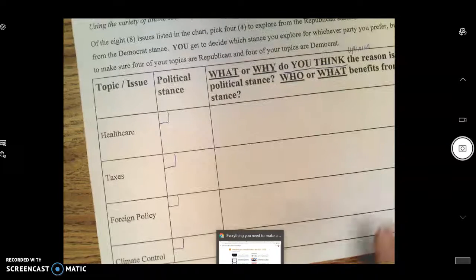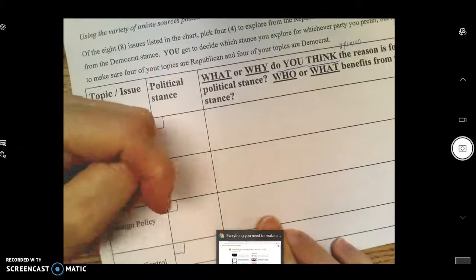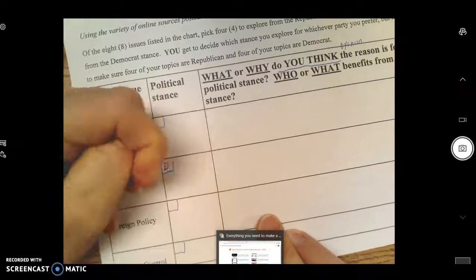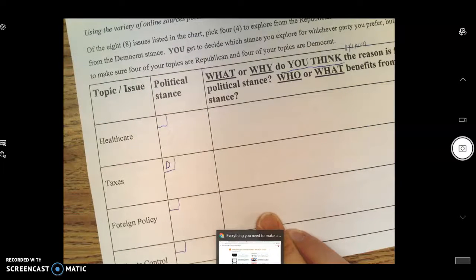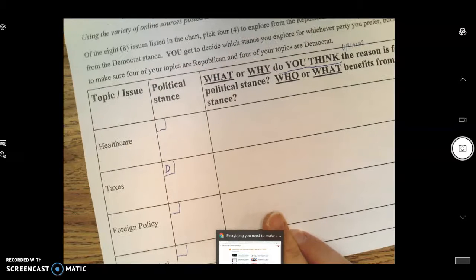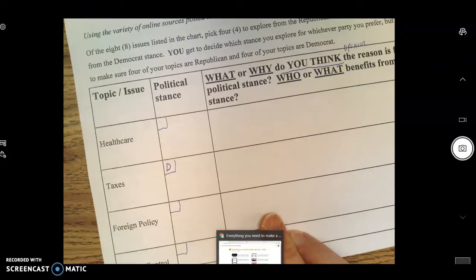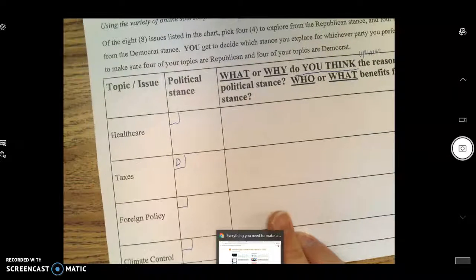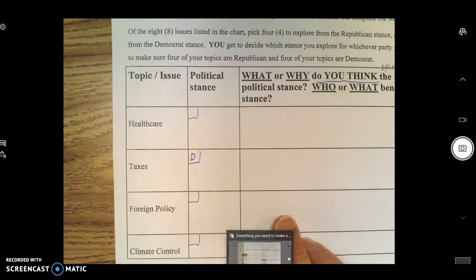So y'all do me a favor where it says taxes. In that corner, you're going to put the letter D. Okay? The letter D. Wait, the Democrat, is that Biden? That is Biden. Yes, sir. We'll talk about that more in a second. All right, so let's find out how Democrats feel about taxes.